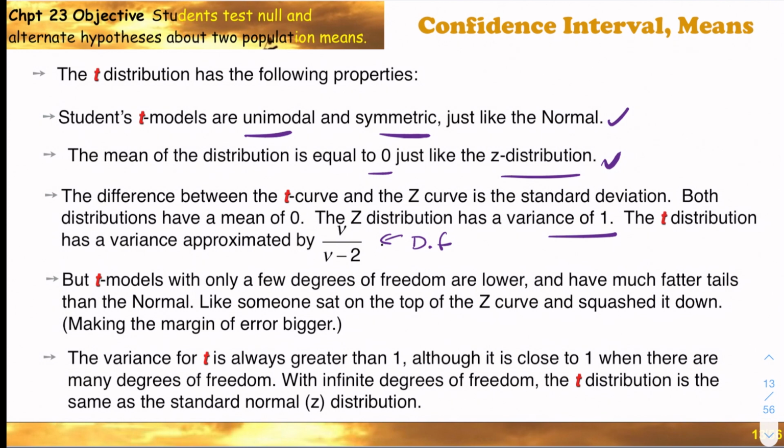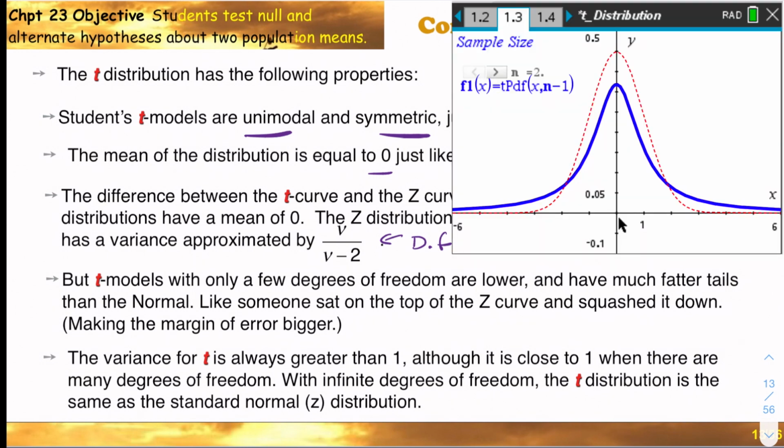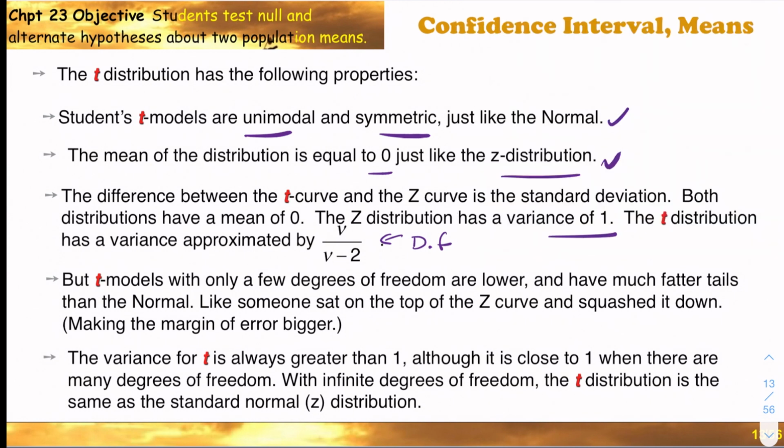But T models with only a few degrees of freedom are lower and have much fatter tails. Like someone sat on the top of a Z curve and just squashed it down, making the margin of error larger. The variance for T is always greater than 1. Although as the degrees of freedom increases, and in fact, as it goes off to infinity, it's getting closer and closer to the normal model, so the variance will approach 1.